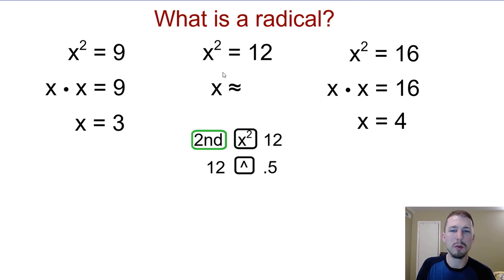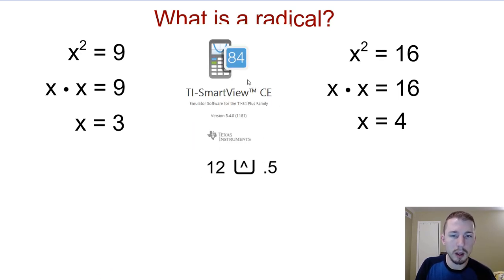But what about the square root of 12? Well, it's going to be somewhere between 9 and 16 because it's the square root of 12, right? So our answer's got to be somewhere between 3 and 4, right? Well, to find exactly what this is, you actually have to put it in the calculator. So let me pull up my calculator real quick.